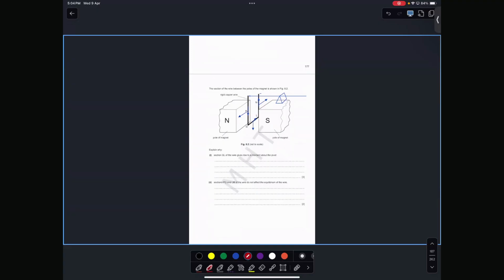Yeah, on Monday I'll be doing all the P5 mock papers together.